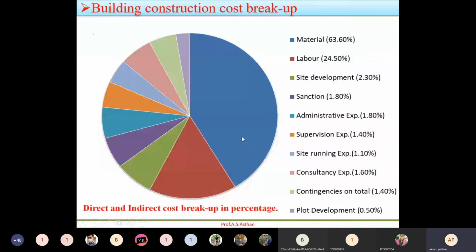Now my PPT is visible. Okay, thank you. In the last lecture, we were saying that the building construction cost has a breakup: material cost, labor cost, site developments. What is the basic thing behind this slide? Here, the cost of all the things.